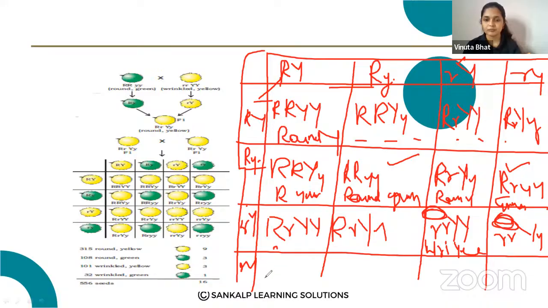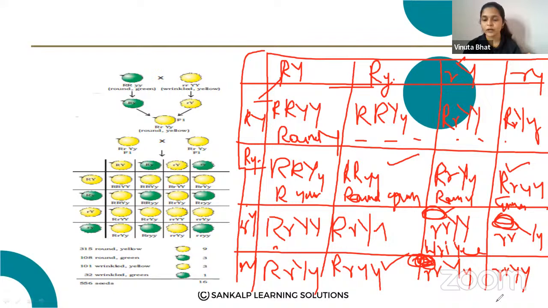Next one, capital R, capital Y, small y. So this is round yellow seed. Total 9 round yellow seeds will be formed. Next one, see, capital R, small y. This is round green seeds. Total round green seeds, 3 seeds are produced. And here, small r, capital Y. This is wrinkled yellow seed. Wrinkled yellow seeds, already 3 seeds. Okay. Last one, small r, small y. This is wrinkled green seed.